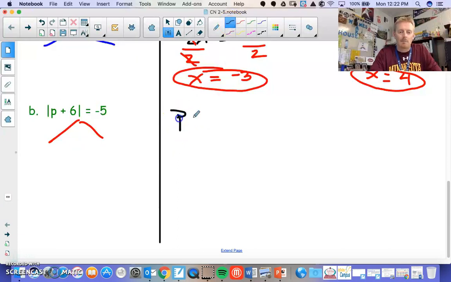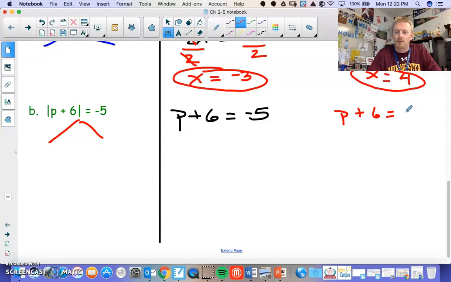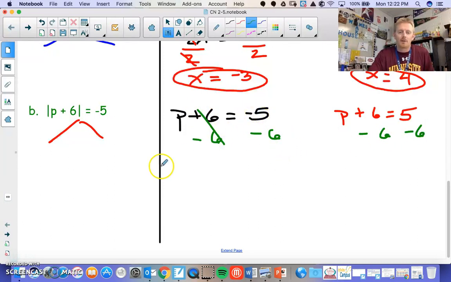So I have a positive situation of p plus 6 is equal to a -5, and then the negative situation where p plus 6 is equal to a +5. So what we're dealing with here, folks, is a situation where if I were to solve this, I'm going to go -6, -6, -6, -6. We're going to do some math here. P is equal to a -11, and this one, p is equal to a -1.